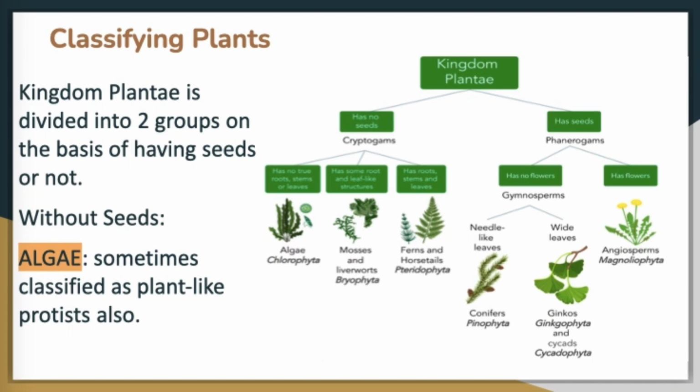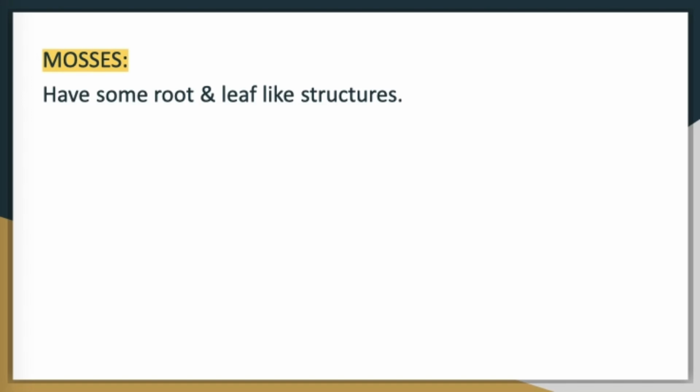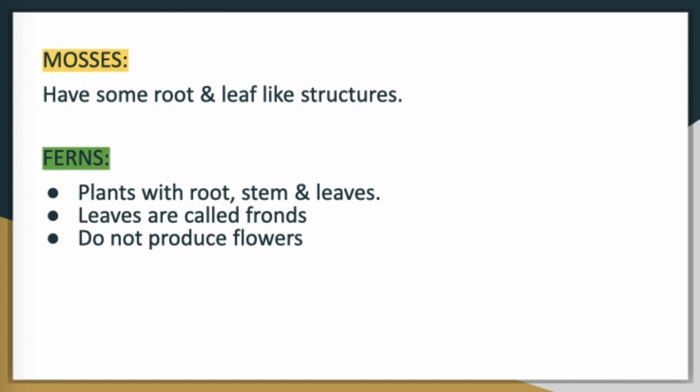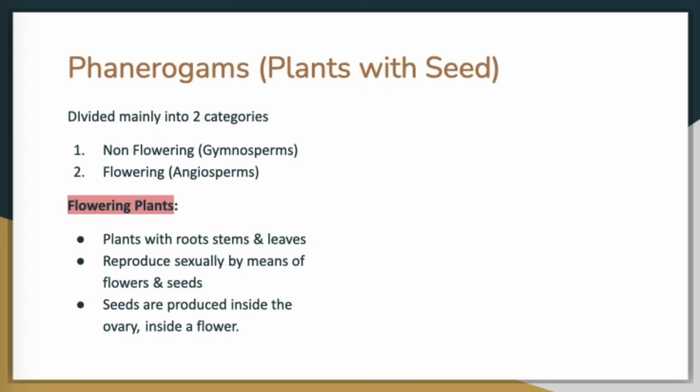First, we're going to talk about the non-flowering plants, which are ferns and mosses. Mosses have some root and leaf-like structures, while ferns are plants with roots, stems, and leaves. Leaves are called fronds, and they do not produce flowers since they are not flowering plants. They reproduce by spores.